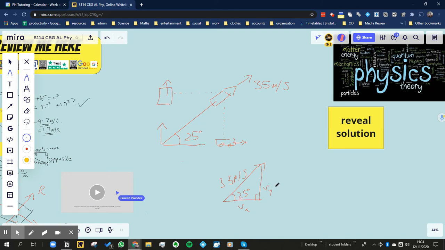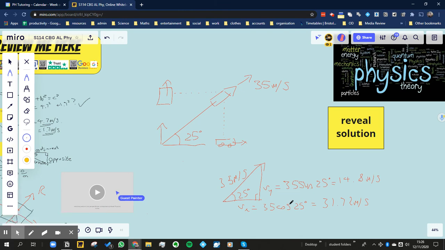So the opposite, which is Vy, the speed of the elevator, is going to be equal to 35 sine 25. Vx is going to be equal to 35 cos 25. By typing those into my calculator.